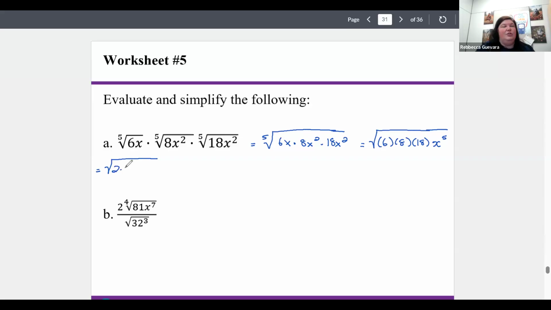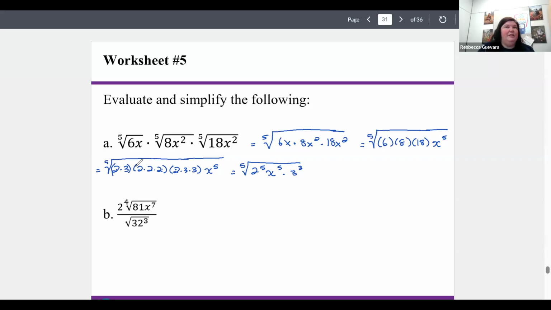So 6 is just 2 times 3. 8 is just 2 times 2 times 2. And 18 is going to be 2 times 3 times 3. So we see that we have 1, 2, 3, 4, 5 2's. So 2 to the 5th, we have x to the 5th, and then we have 1, 2, 3 3's. So 3 cubed. And we're doing a 5th root.